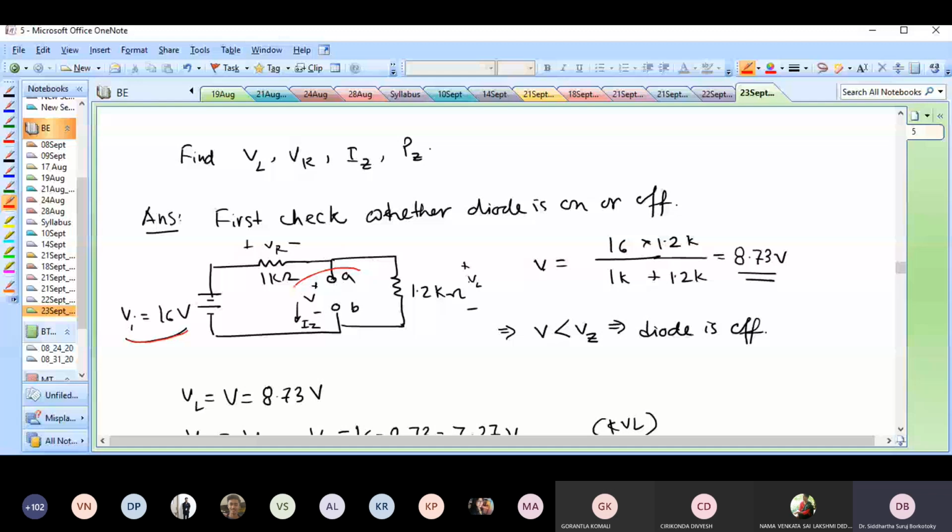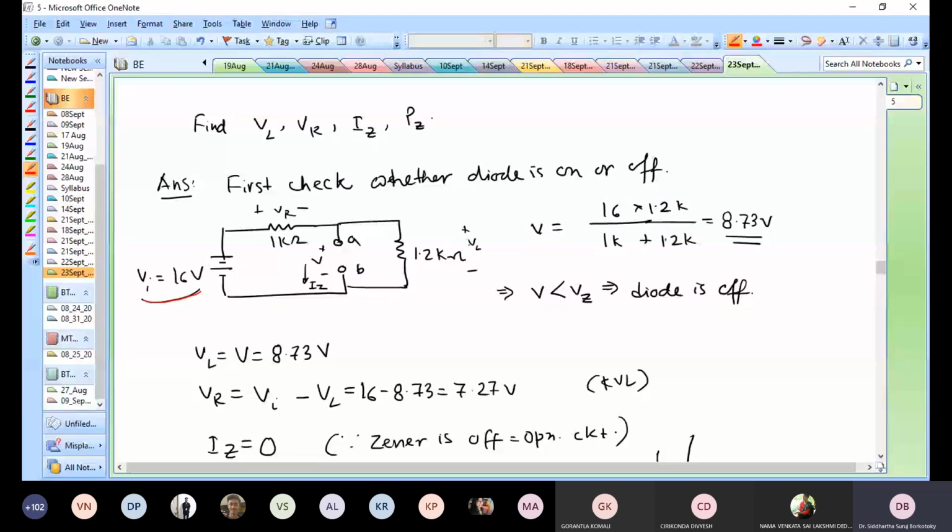That current flowing through the resistor is the supply voltage divided by the total resistance of the circuit. Because this part is not there, we can forget about this. We just pretend that this doesn't exist because we have open circuited it. So the supply voltage divided by the total resistance would be the current. That supply voltage is 16. The total resistance is 1 kilo ohm plus 1.2 kilo ohms, because we were told that this is 1.2 kilo ohms, this is 1 kilo ohm.